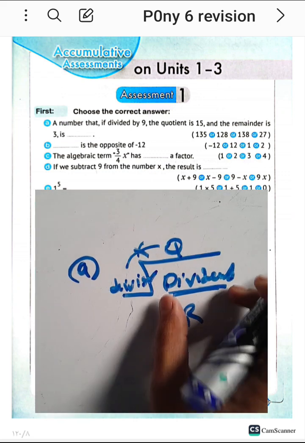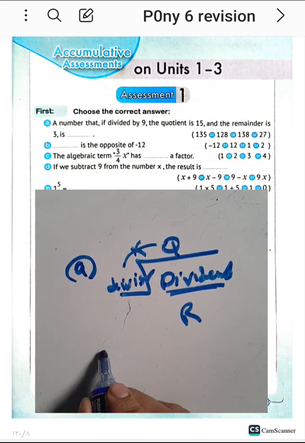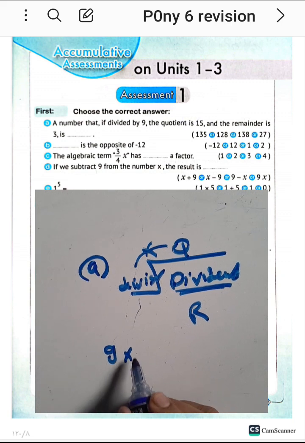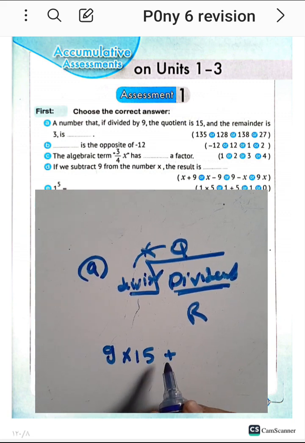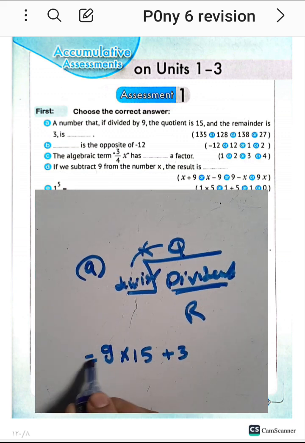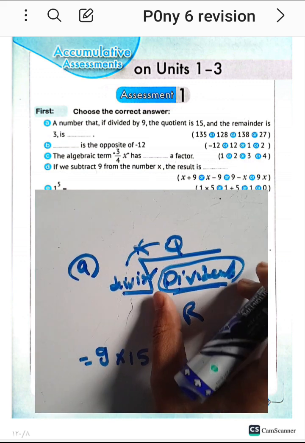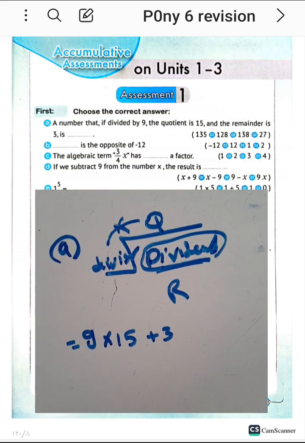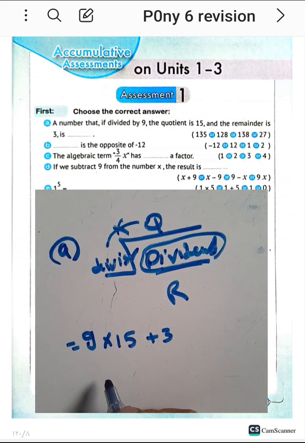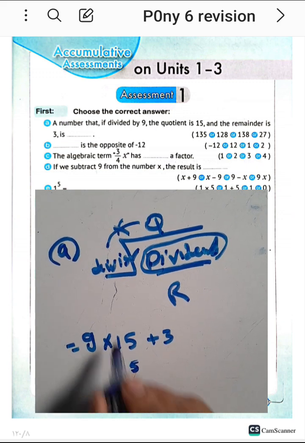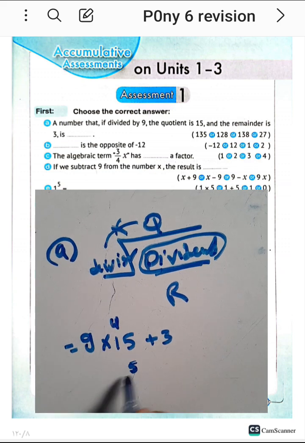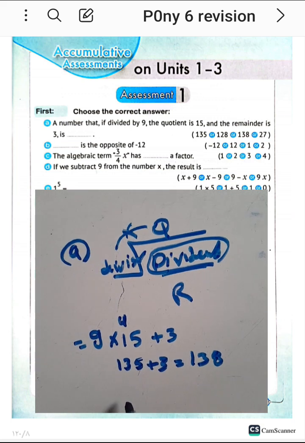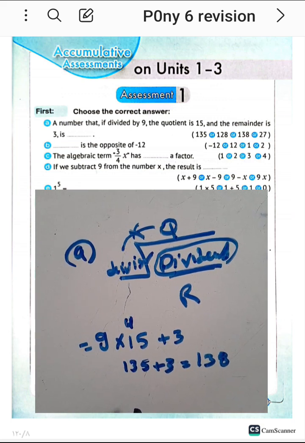You want to find the dividend, so the dividend will be 9, we call this the divisor, and the quotient 15, plus the remainder 3. Then the number asked about, the dividend, is quotient times divisor plus remainder: 9 times 15 plus 3. 5 times 9 equals 45, write 5 and carry 4. 1 times 9 equals 9, 9 plus 4 equals 13. Plus 3, the result will be 138. It's the result, 138.